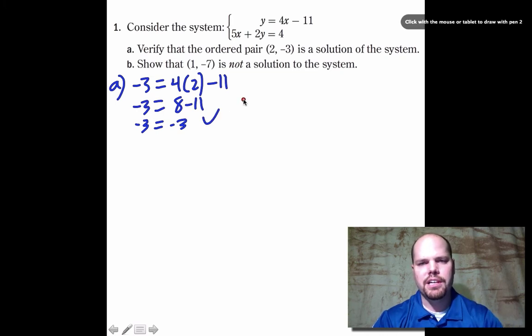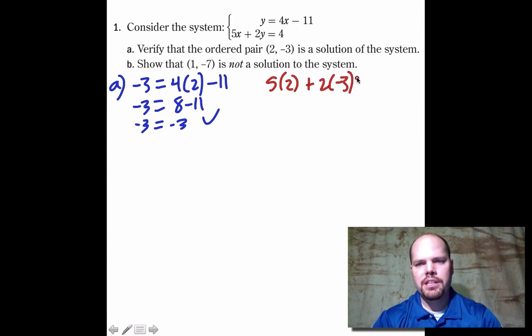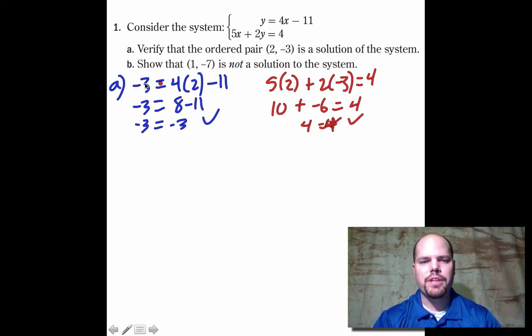It's supposed to work in the second one as well. So 5 times 2 plus 2 times negative 3 is supposed to equal 4. 10 plus negative 6 equals 4, and that's true. So that shows that 2, negative 3 is a solution.